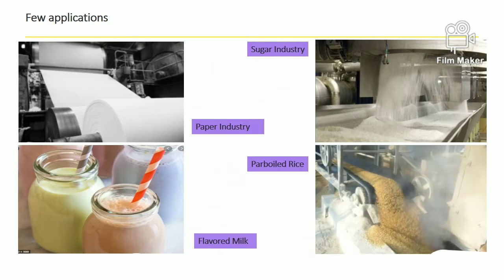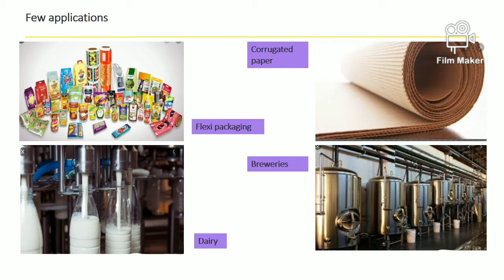See some images are added from sugar industry, paper industry, parboiled rice, how it looks like, and flavored milk. See some more images for process boiler applications. Flexi packaging: in this, various letters that are printed on this packaging are dried by using the steam. In corrugated paper manufacturing, in breweries, and also in dairy, already we have discussed.